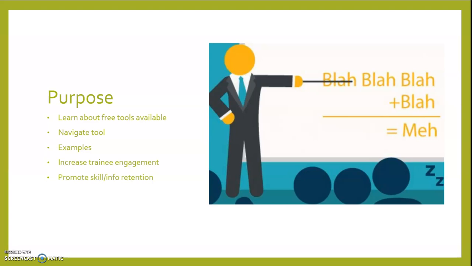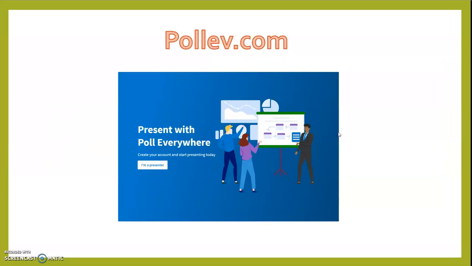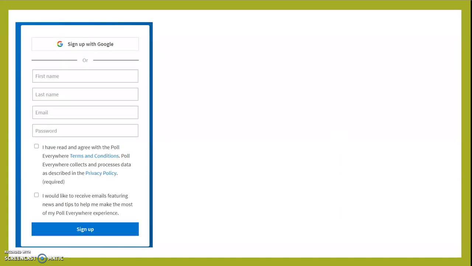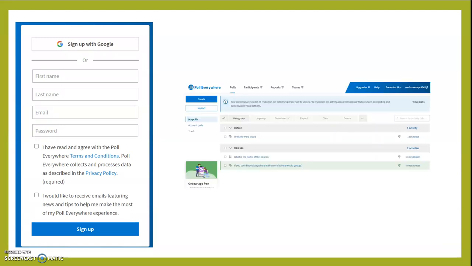So first thing is first, nice and simple. Go to pollev.com and create a profile. You will be creating a profile as a presenter, and it's going to take you to some quick and easy sign up information, first name and last name, and finally it's going to take you to your dashboard.